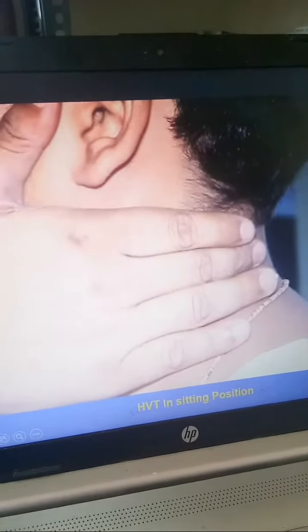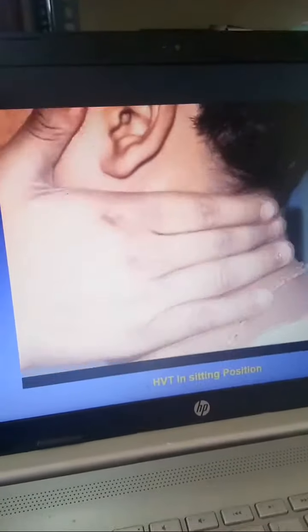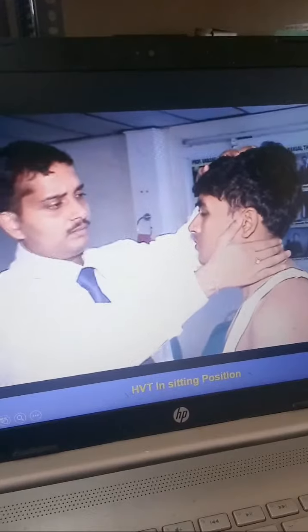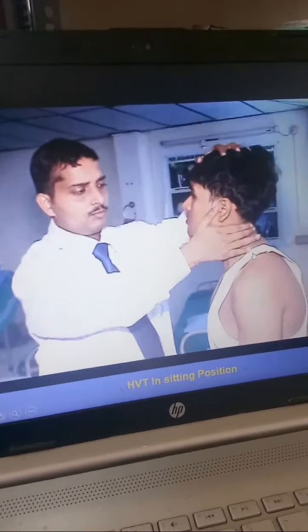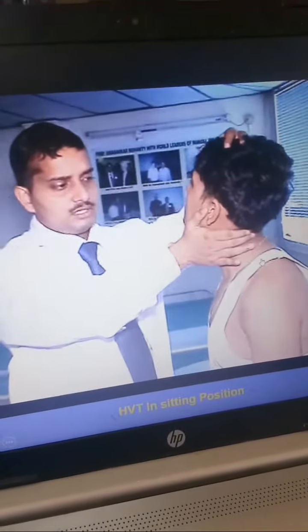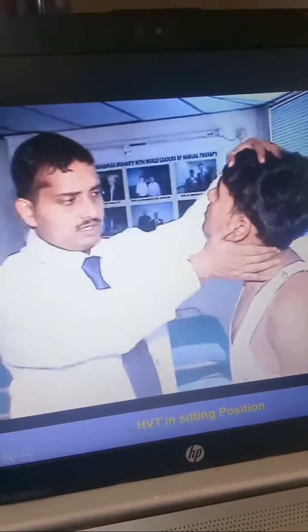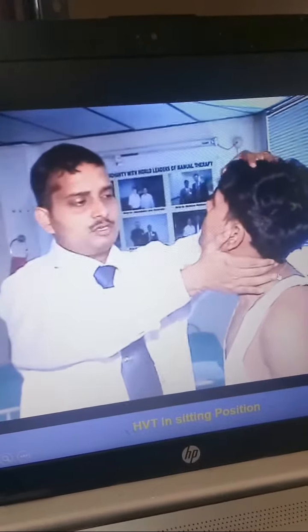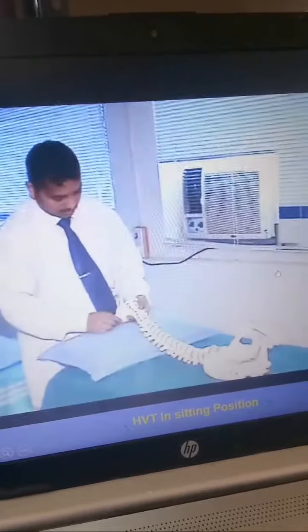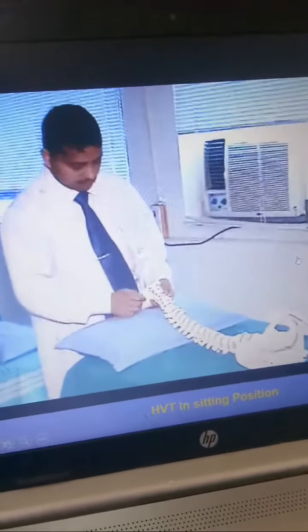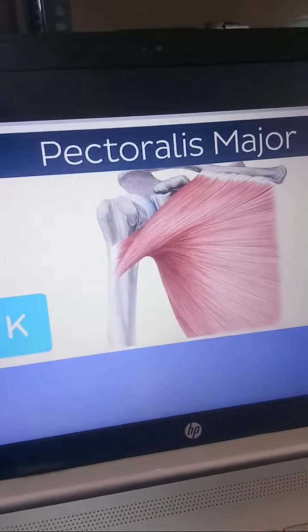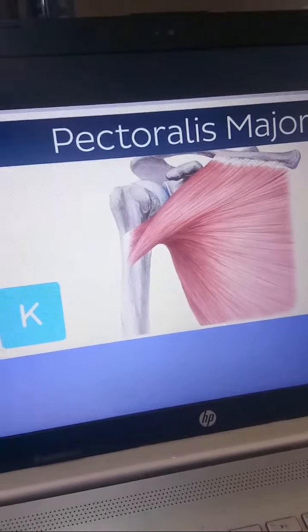And we can also give the manipulation in the sitting position. You see, the mid finger I have placed on the facet, and the head is rotated to the opposite side, side flexed, extended, go to the barrier and give a thrust toward the opposite side eyeball. And you can hear that sound. That is called cavitation.